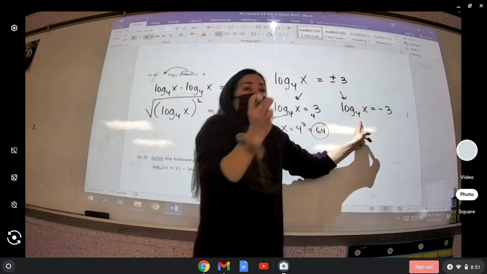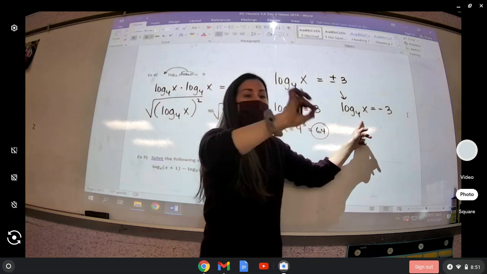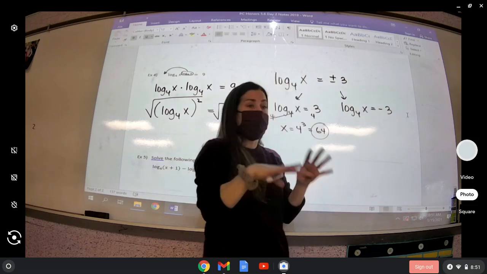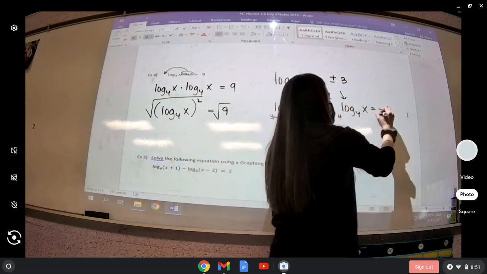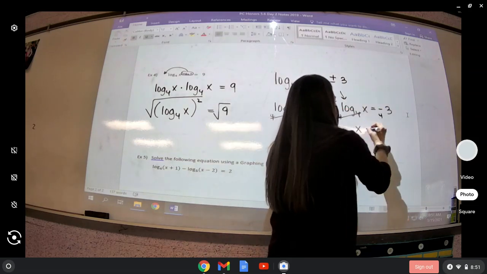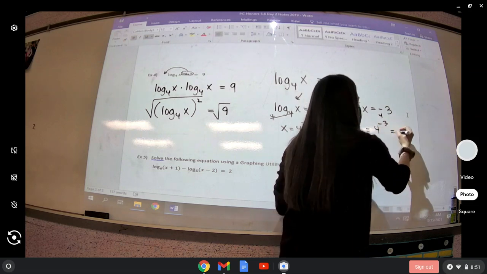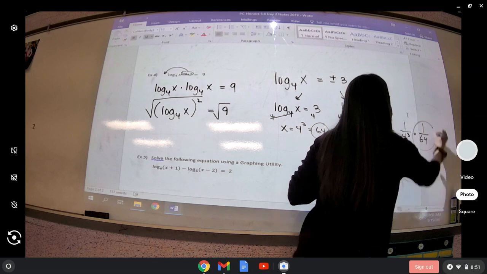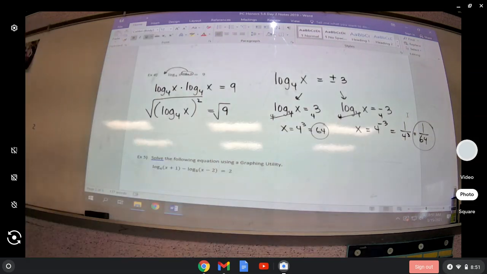Over here, same thing, little tiny log equation. Either rewrite it in its exponential form, 4 to that power equals that answer, or base both sides to a base of 4. X equals 4 to the negative 3, so that's 1 over 4 to the third, which is 1 over 64. And there's your second answer.